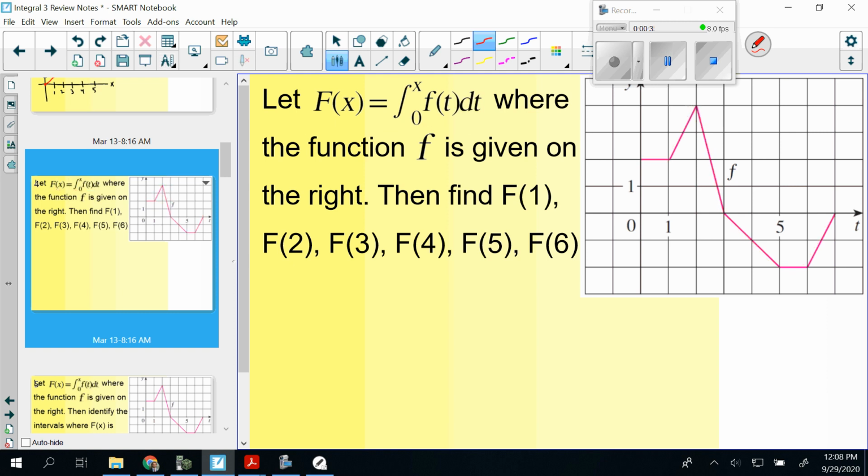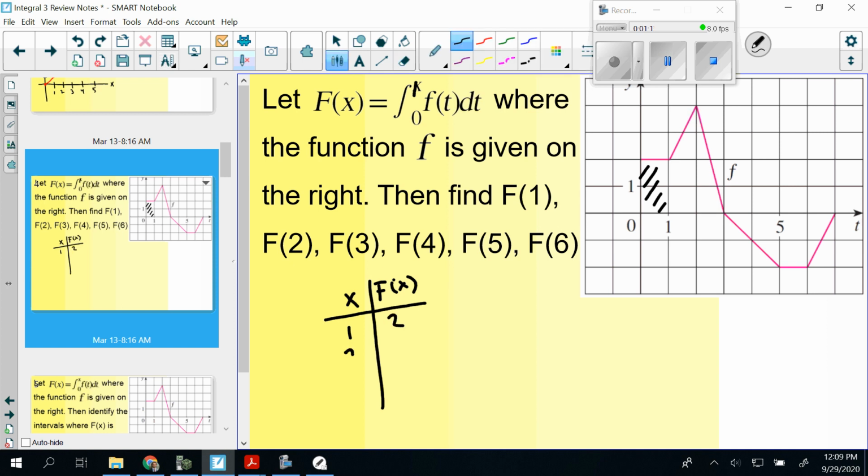What they want us to find is what capital F is at 1, 2, 3, 4, 5, and 6. So if we want, we could set up a little table where x is our input and F of x is our output. If we find the first one at 1, that's the amount of area from 0 to 1 on this graph, because if we're putting 1 in here, it's an integral, and integrals find the area underneath the graph. So that would be 2 square units of area.